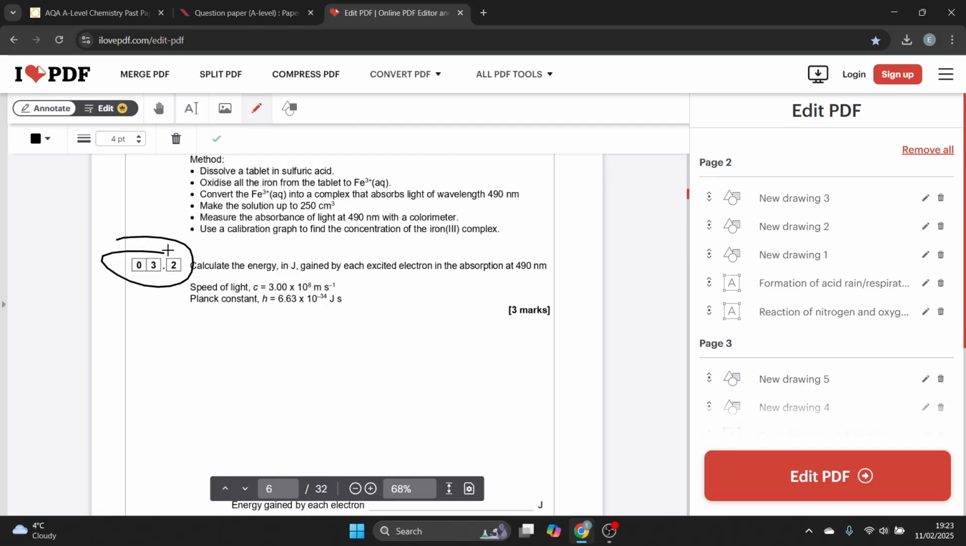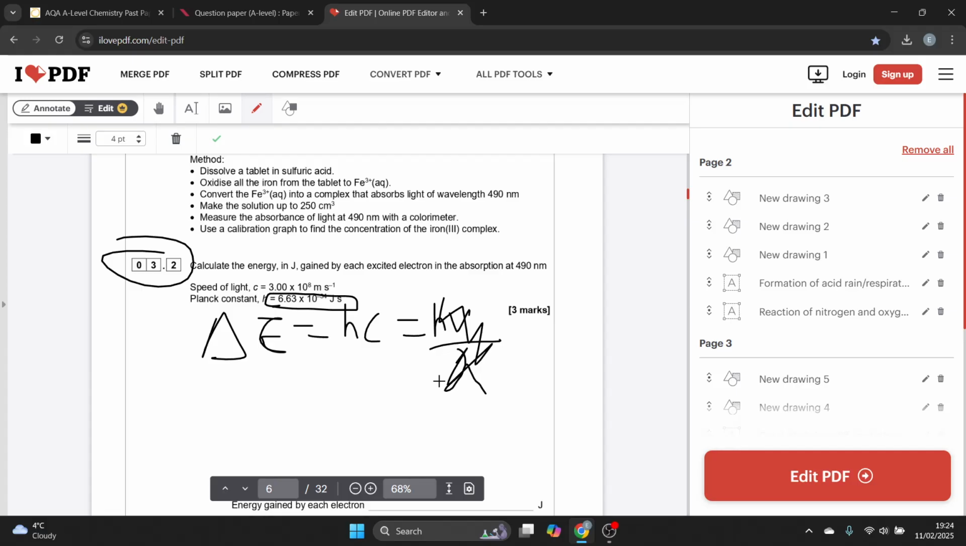Delta E equals hv, which is equal to hc divided by lambda. H is that. v is, well, in this case, c divided by lambda, so hc divided by lambda.